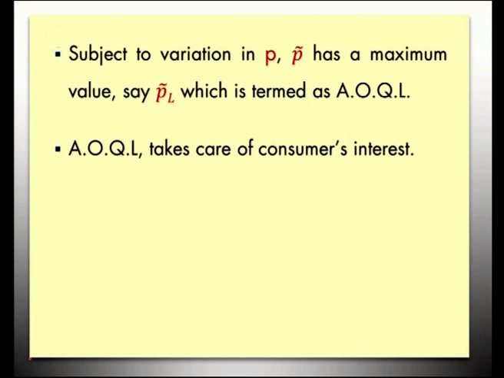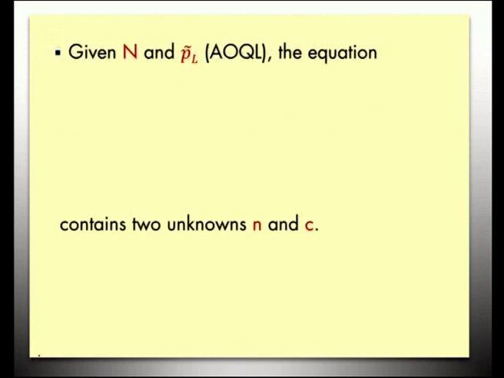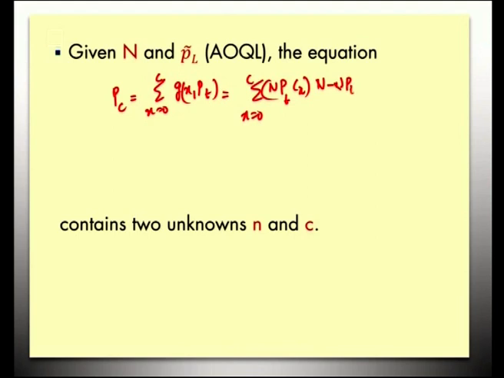Now, this AOQL takes care of the consumer's interest, because it is called consumer's risk. Given N and p_L, that is the maximum value of p bar, p_L bar, AOQL, the equation P_c is equal to summation X equals 0 to C of g(X, p_t). This particular equation was discussed in the previous session. Just for recall, I am writing it here: Np_t C X times N minus Np_t C n minus X, the whole thing divided by N C n.